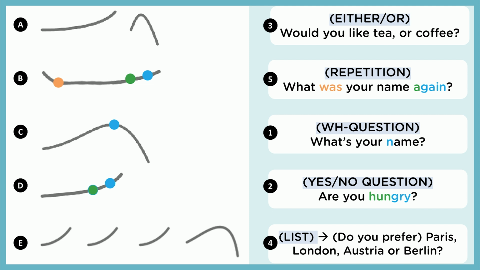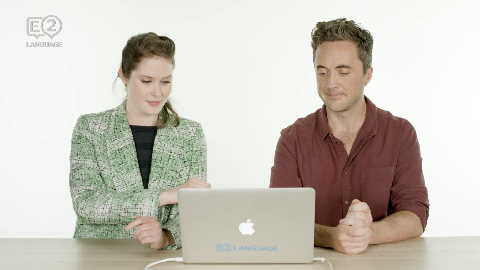And here are the answers. So we begin with the either or pattern for A. B is the repetition or clarification. C, WH question. D, yes or no question. And finally, E was our list question.